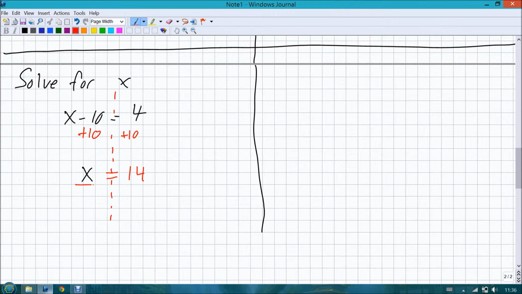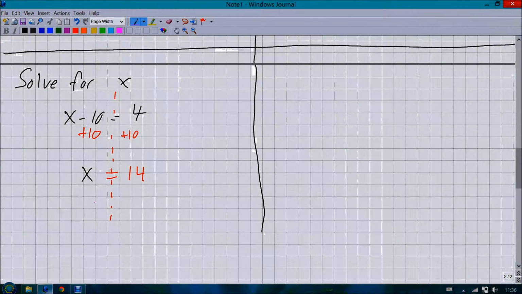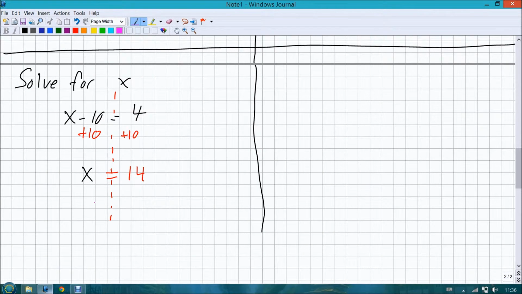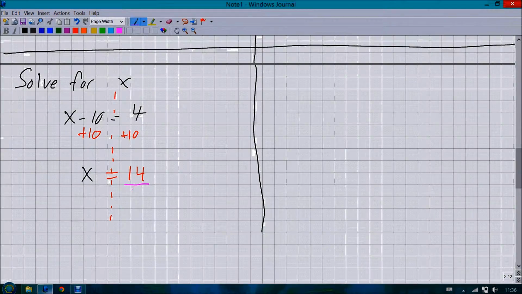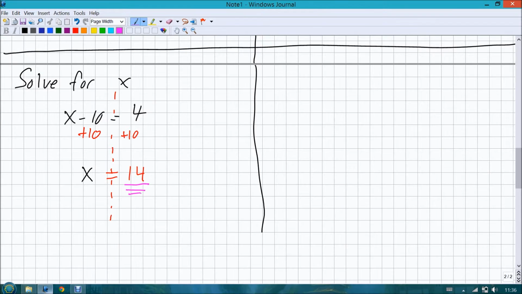Now, is the x completely isolated? Well, it doesn't have anything hanging out in front of it. It doesn't have anything in its exponent. It doesn't have anything being added or subtracted to it. It's all alone. It is completely by itself. And everything else is on the other side of the equal sign. So this is what it means to be solved for. We have solved for x. X is equal to 14.